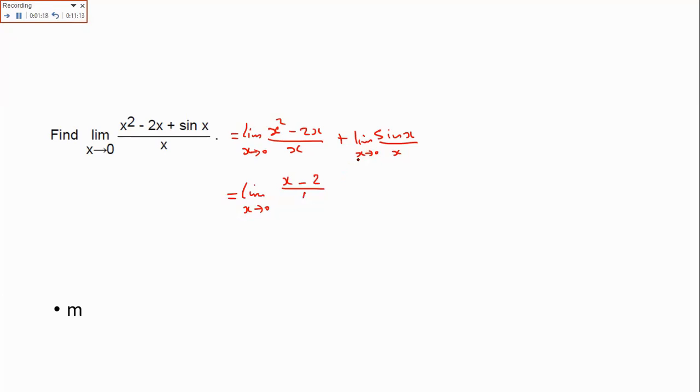Let's just save this one for now and let's get the limit. We have to plug in x equal to 0, so we'll have minus 2. And then plus, we know the limit of sine x over x is equal to 1. So the answer will be equal to negative 1. All right, let's go to the next.